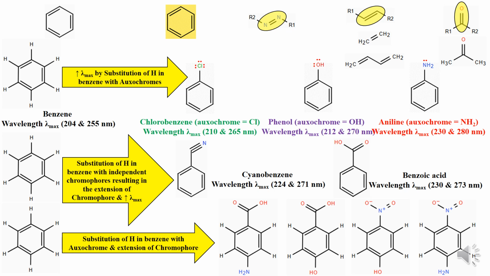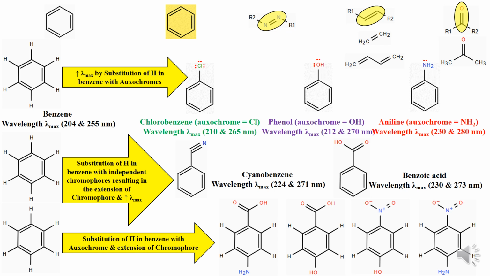Now I want my viewers to focus their attention on these three arrows here, representing three different scenarios. All these three scenarios arise with respect to the benzene ring. In the first scenario, benzene has a lambda max of 255 nanometers, and you see there is an increase in the lambda max when a hydrogen atom in the benzene ring is substituted with auxochromes, as you've already seen in the case of chlorobenzene, phenol and aniline, and the mechanism that is involved.